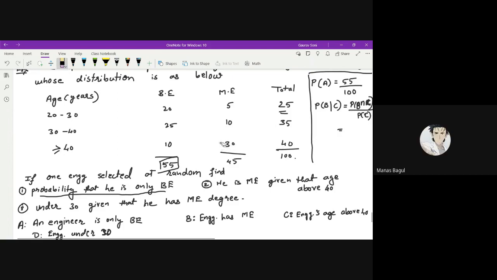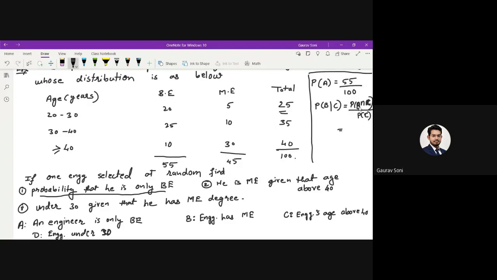But it's not the final probability. It's P of B intersection C, 30 by 45. No, no, no. So it will be 30 upon 40. That is the correct answer, because look at what you are looking at.